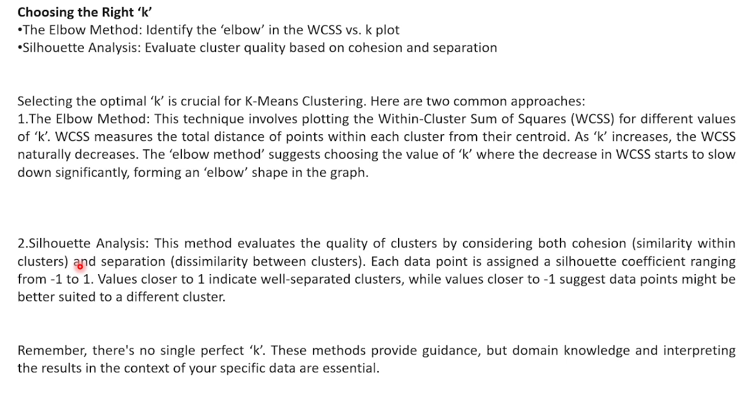And there is another method, which is Silhouette analysis. This method evaluates the quality of clusters by considering both cohesion, similarity within the clusters, and separation, dissimilarity between the clusters. So this part we are not going to discuss, but we are going to go with the elbow method, which is the most prominent acceptable method for k-means clustering. Each data point is assigned a Silhouette coefficient ranging from -1 to 1, values closer to 1. So this is another method that we can see later. This is the one we need to continue.